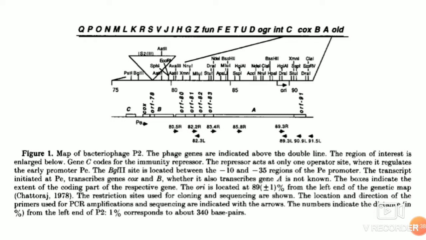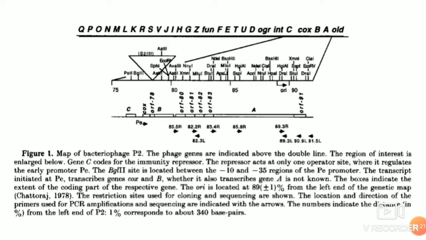Once it is inside the cytoplasm, the important regions are the C gene and the COX gene, and they play a role in maintaining the lysogeny. The early operon of bacteriophage P2 contains three genes, COX, B and A. The COX gene codes for a repressor which binds at PC, the C gene promoter, and the C gene codes for the immunity repressor, and the INT gene whose product promotes the site specific recombination.